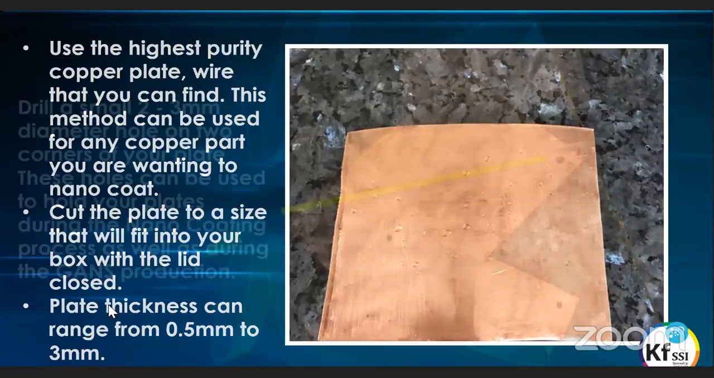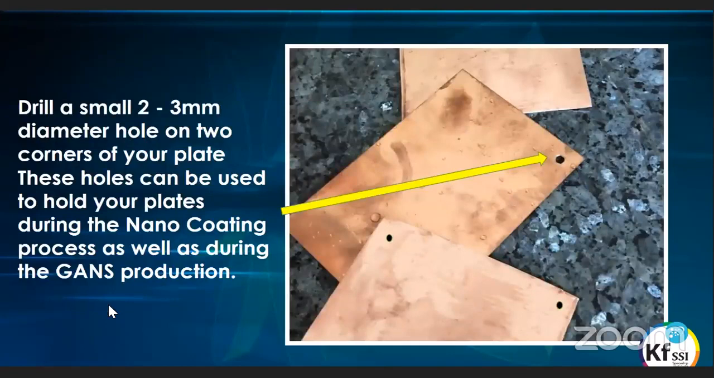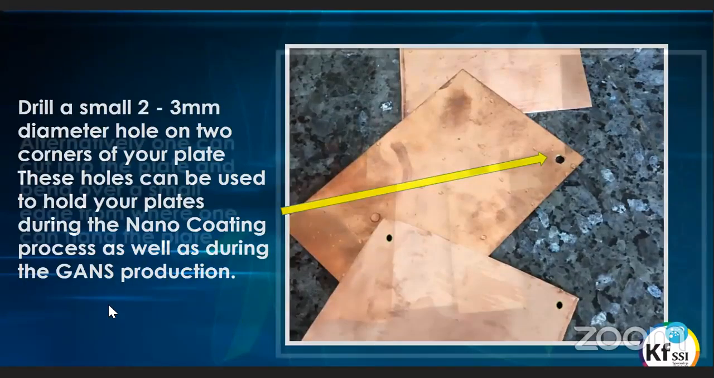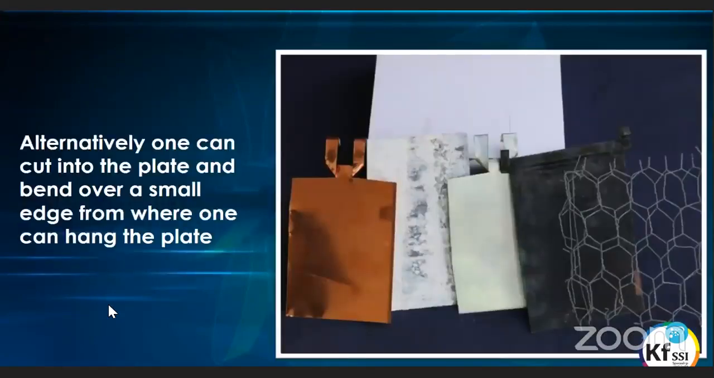Okay, there are two options to prepare your plates. The first one, if you do have some tools at home, is to drill a small hole in two corners of your plates, and these holes can be used to hold your plates during the nano layering process, as well as when you want to use them to produce some GANS material. The other option is to just cut into the plates and bend over small edges, and then you can use these little edges to hang your plates. Whichever is easier for you, either option works very well.